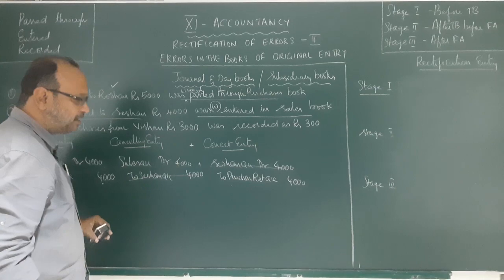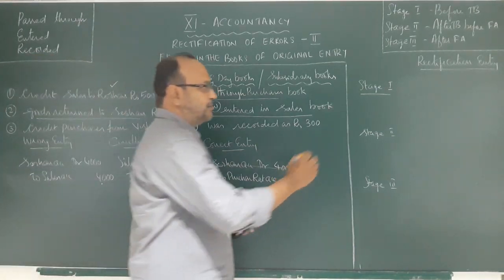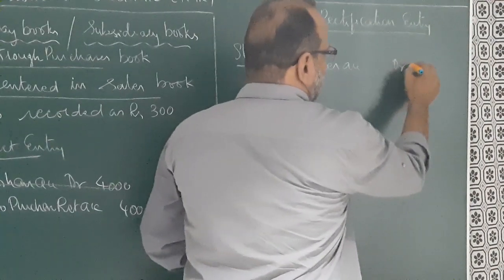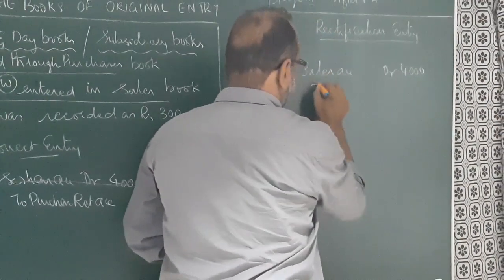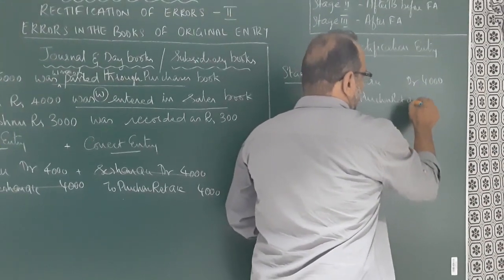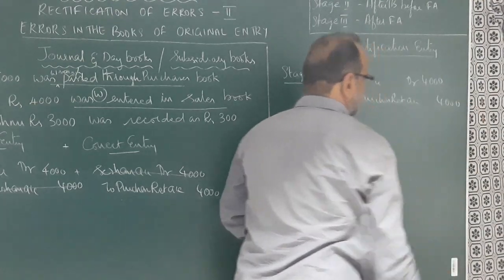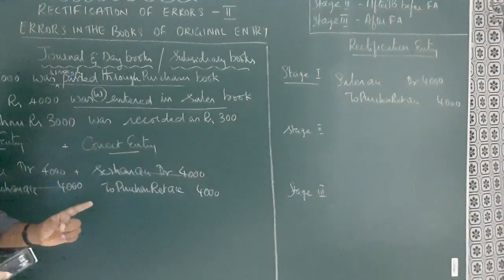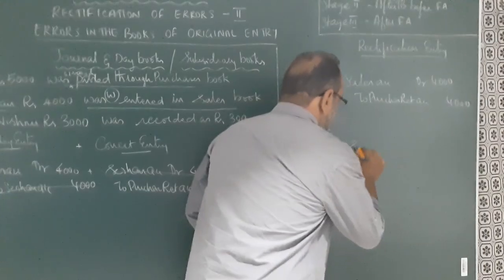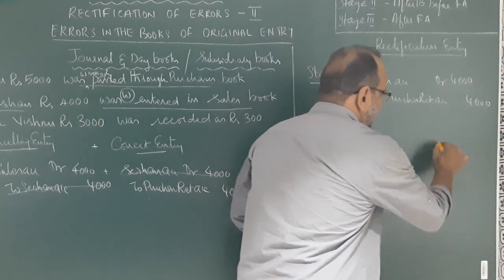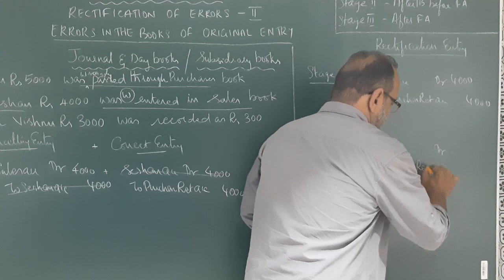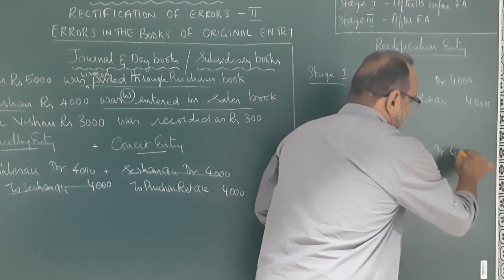That is the rectification entry in the first stage. It is sales account debit 4,000 to purchase returns account 4,000. That is the rectification entry in the first stage. In the second stage, the very same journal entry: sales account debit to purchase returns account 4,000.